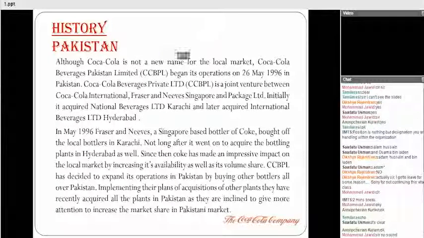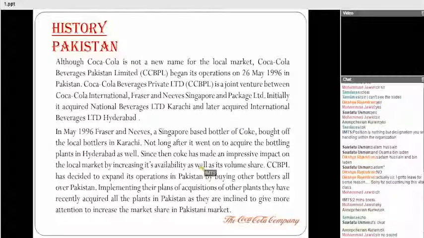And what about the history of Coca-Cola in Pakistan? Coca-Cola is not a new name for the local market. Coca-Cola Beverages Pakistan Limited, called CCBPL, began its operations on 26 May 1996 in Pakistan. It is a joint venture between Coca-Cola International, Fraser and Neave Singapore and Packages Limited. Initially it acquired National Beverage Limited Karachi and later acquired International Beverage Limited Hyderabad. In May 1996, Fraser and Neave, a Singapore-based bottler of Coke, bought out the local bottlers in Karachi. Not long after, it went on to acquire the bottling plants in Hyderabad as well.